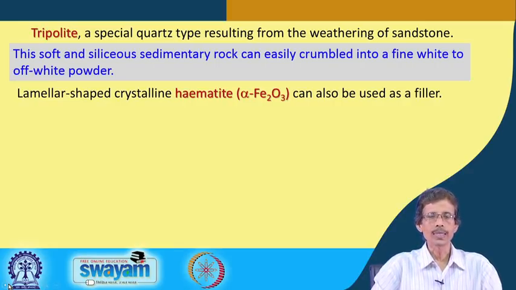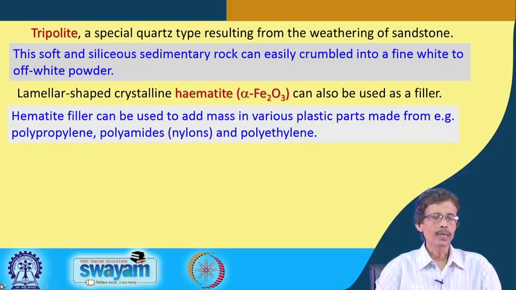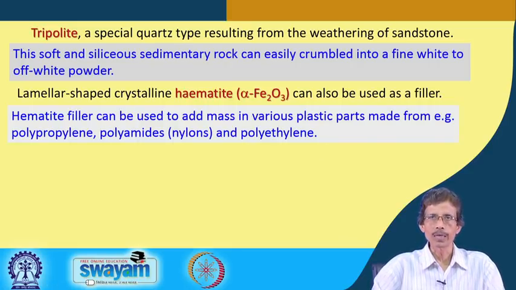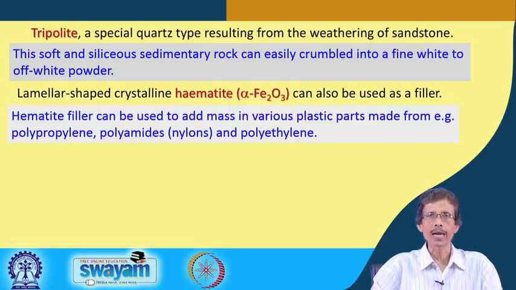So, what you see in terms of the structure is that all of them have some lamellar type of structure, because we are going for the layering process using this particular material. Therefore, whether it is hematite or other quartz based or silicon dioxide based material, it has some particular structure which is lamellar shaped and crystalline in nature. Then hematite filler, when we use it, can add mass in various plastic parts also, because within the plastics, the polymeric material or the rubber material, we can add all these things as the inorganic filler material.